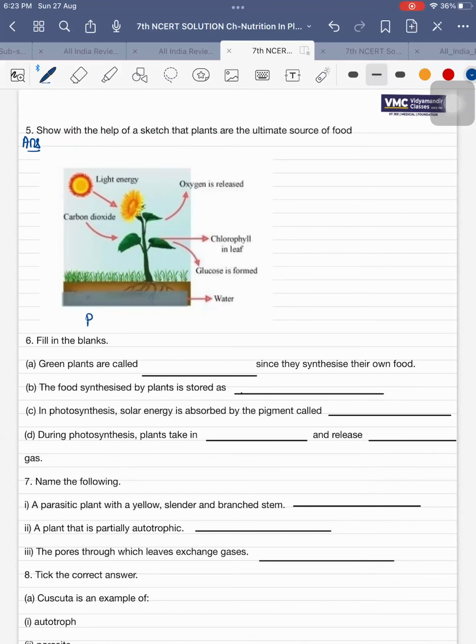So this diagram show the process of photosynthesis in which plant take light energy, that is sunlight from the sun, carbon dioxide from air, and they have chlorophyll in their leaves. The plant have chlorophyll in their leaves. And what they form? This is the chlorophyll in the leaf, form glucose, and oxygen is released back into the air. And the water and minerals they take from the soil with the help of roots.